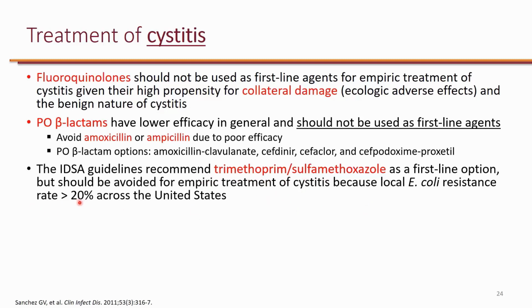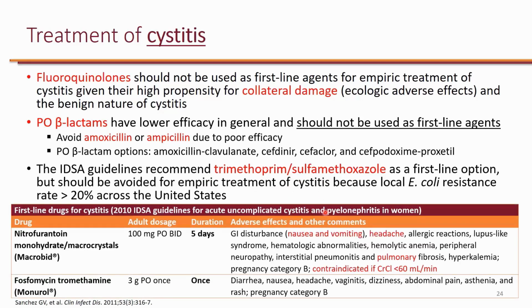And because the resistance rate is more than 20%, you have more than 20% chance of failing treatment. So that's why you should not use trim-sulfa. Which means that we are left with two agents. So here are the two agents that are recommended first line by IDSA. So nitrofurantoin and fosfomycin. Now note that fosfomycin, you will give 3 grams PO just one time.